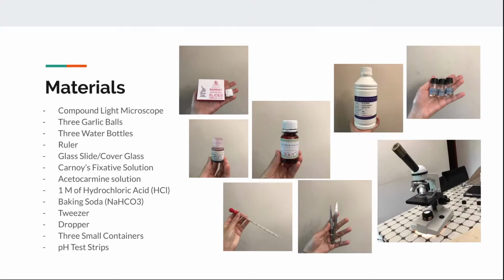Here are my materials. Some of them are laboratory materials, for example hydrochloric acid, carnoy's fluid, and acetocarmine solution, and they will help the cell to fix the DNA, so we can preserve the shape and the overall structure of the cell.